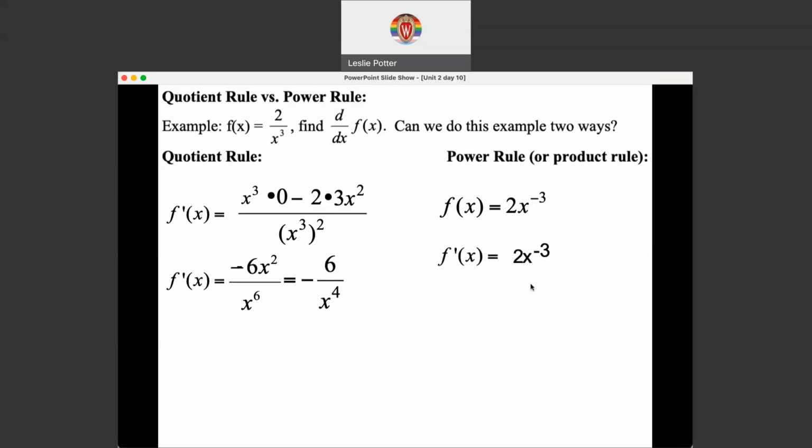So we end up with bringing the power there, making it a negative 6, and then x to the negative 4. Think about that. X to the negative 4 is x to the fourth in the denominator, right? So this is negative 6 x to the negative 4, which is negative 6 over x to the 4. We get the same answer. So when we have problems like this, it's really up to you to decide which way you want to do it. You want to use the quotient rule or you want to rewrite it and use the power rule. Totally up to you.